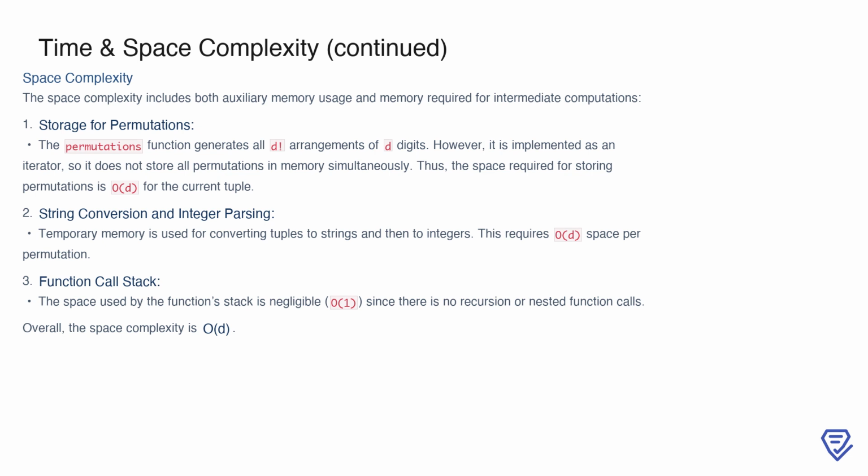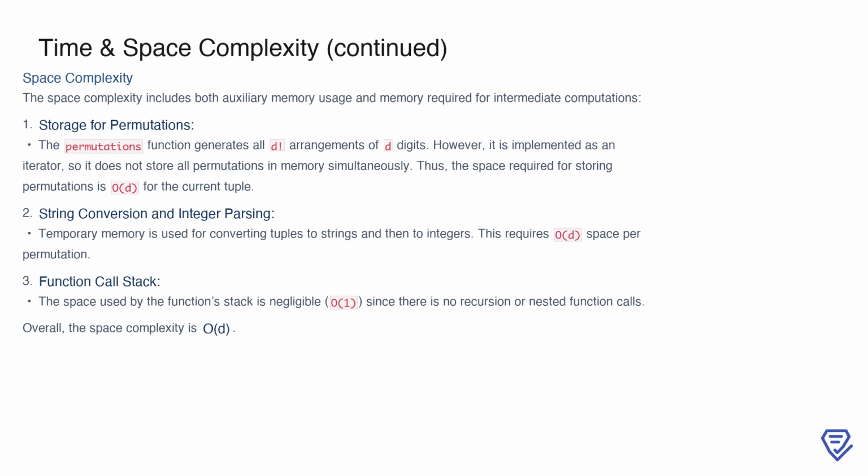Now, let's discuss the space complexity. The primary factor here is the memory used during the computation of permutations. The permutations function generates these arrangements as an iterator, meaning that only the current tuple is held in memory at any given time. This results in a space requirement of O(d) for storing the current tuple.